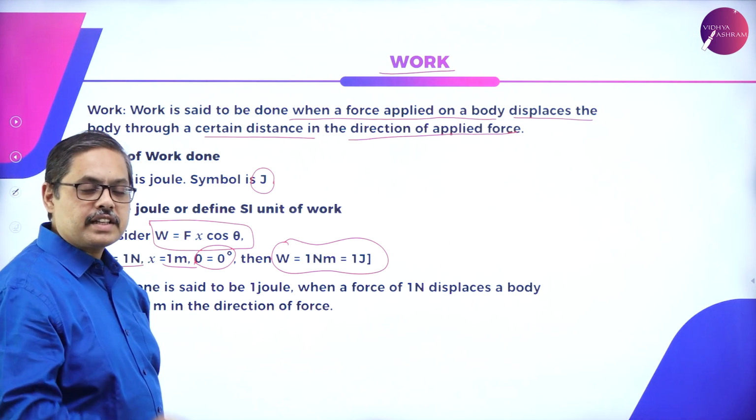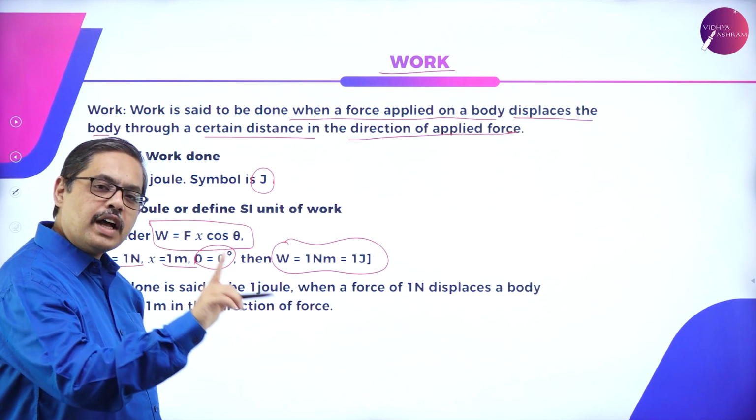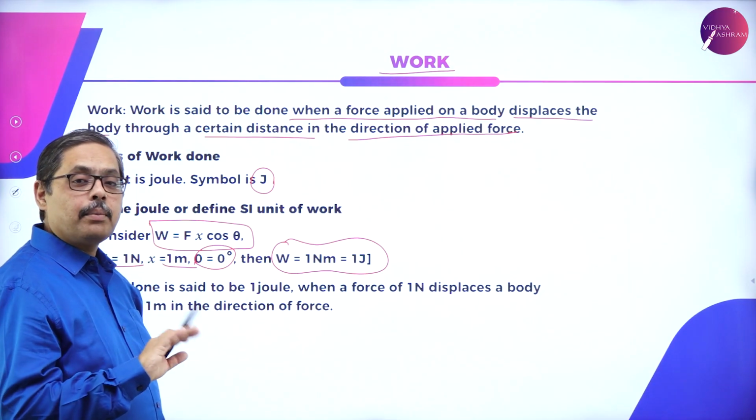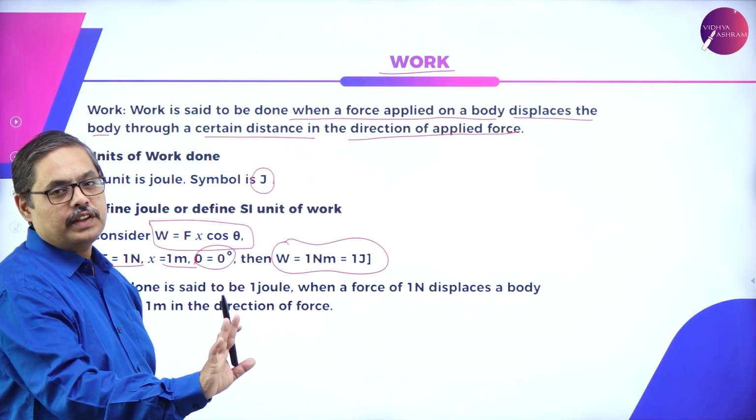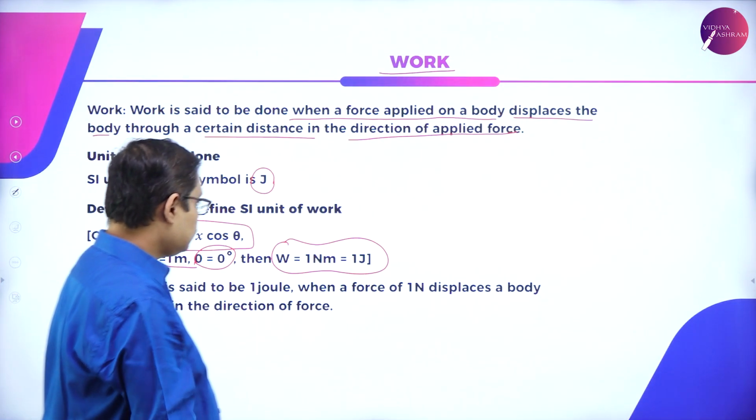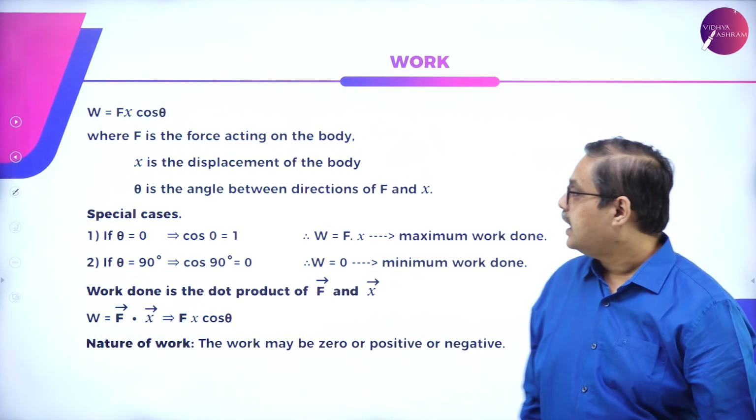So 1 joule of work is said to be done when a force of 1 Newton is applied and the body is displaced by 1 meter in the direction of application of the force. Okay. Let us move ahead and check.